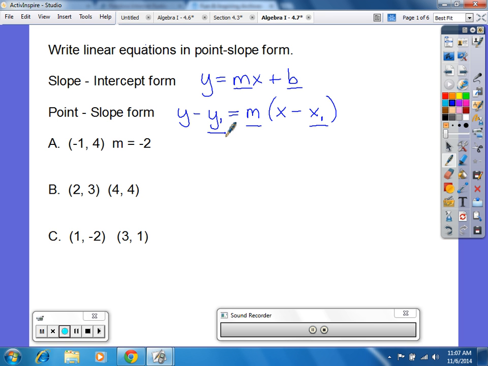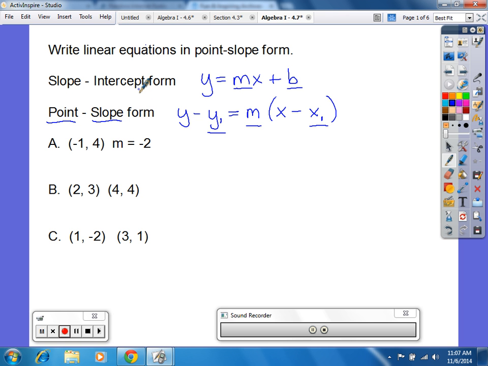In point slope form, if I'm going to write an equation in point slope form, I want to have a point and a slope. Remember, in slope-intercept form, we wanted to have a slope and an intercept. So what you're starting with is a little bit different here. Okay? So we're going to write A, B, and C in point slope form.